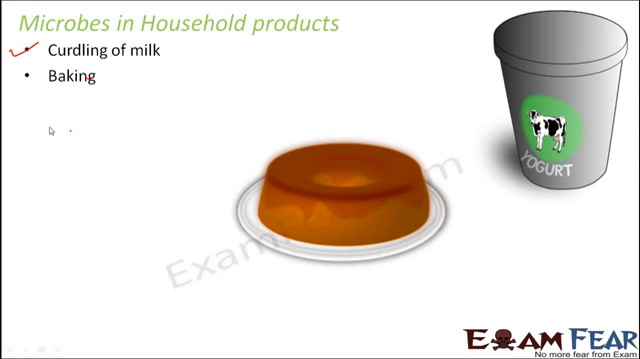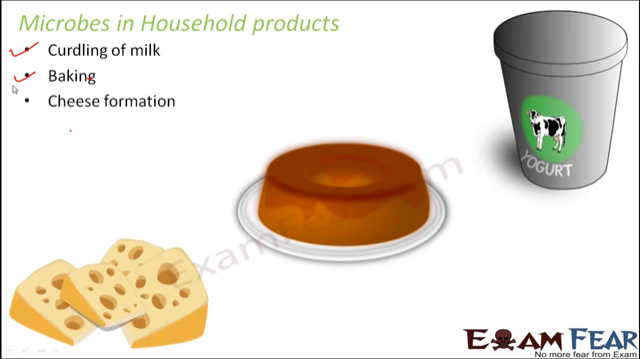Baking. There are many items where baking is being done, for example bread, cake. When you go to a bakery, you can actually see a variety of cakes with different flavors. So in baking also microbes play an important role. Cheese formation. I'm sure all of you would have eaten cheese sometime or the other. The formation of this cheese also involves an important role of the microbes.